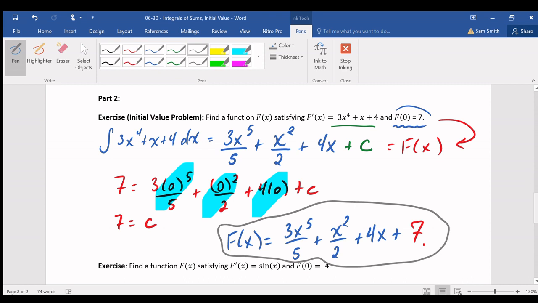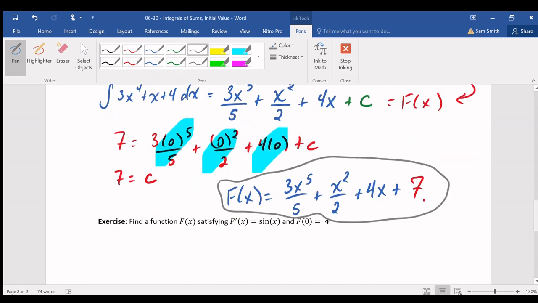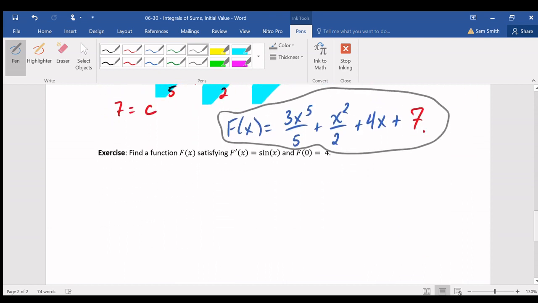Don't just give me any antiderivative, give me the particular antiderivative that goes through this point. Now I think the temptation, especially when you see this kind of initial example, is to assume that the value of c will always be equal to the given output here in the initial value problem. But let me do a second example to show that that's not always the case.